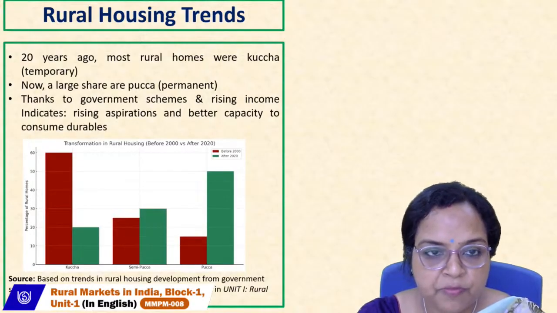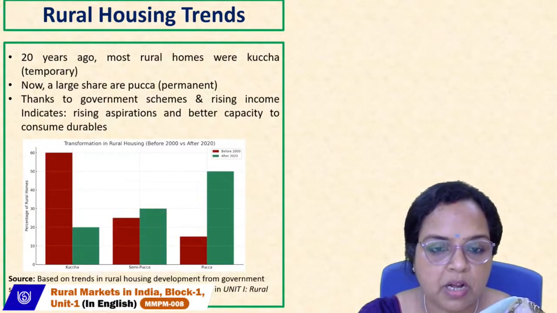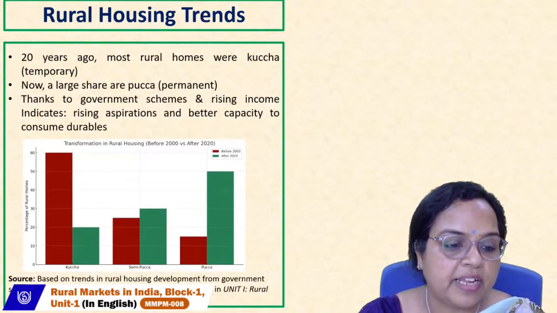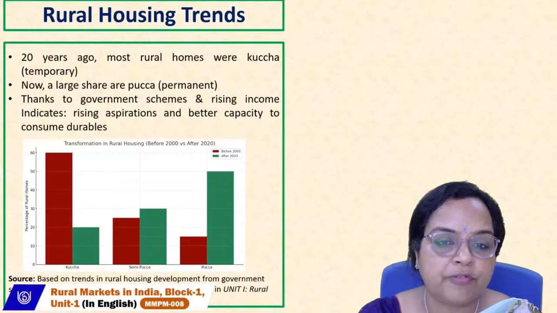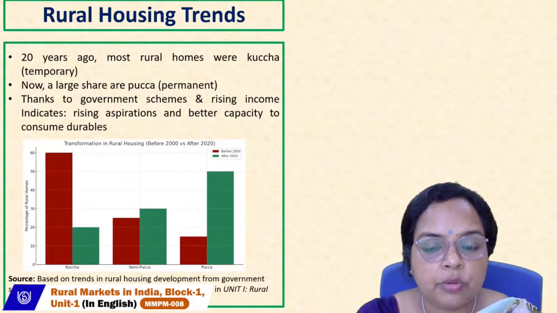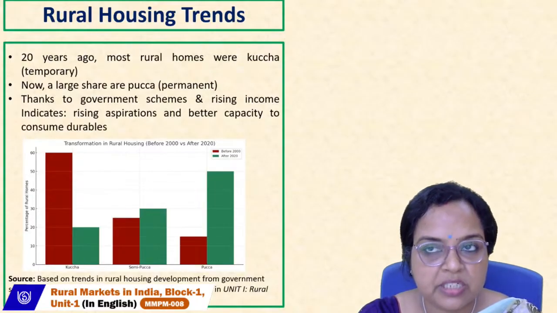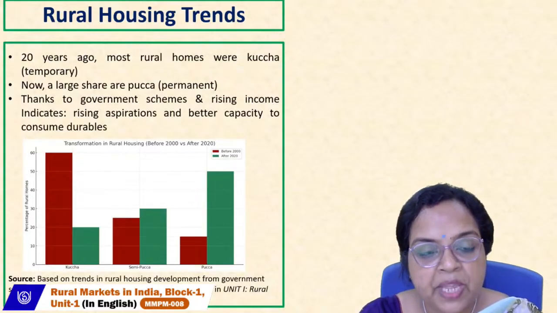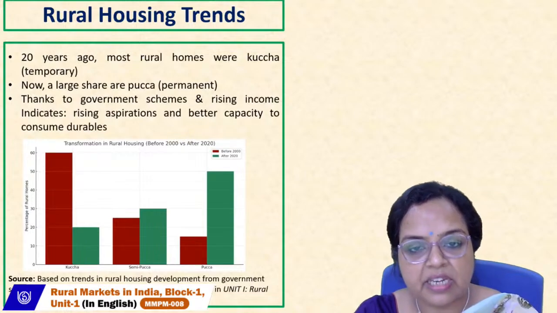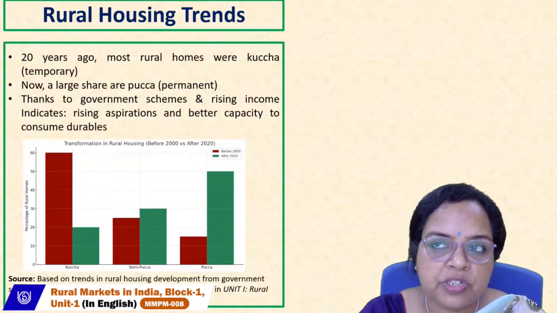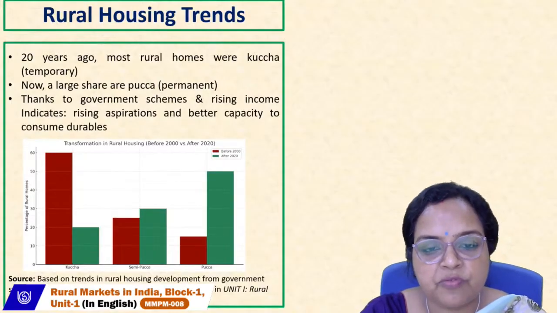This transformation from kacha house to pakka house: before 2000, it was almost 60% kacha houses. In 2020, we have more pakka houses. This makes a simple understanding. People have money, they can afford consumer durable products, and this information is necessary for the marketers.